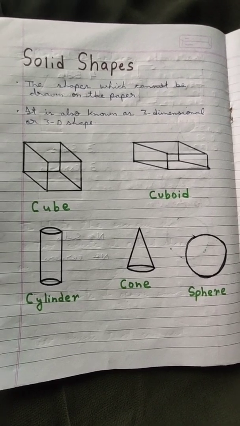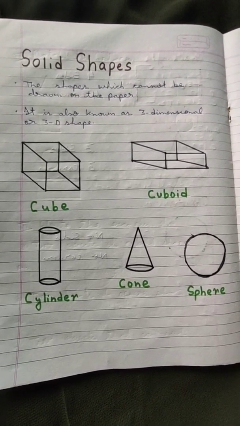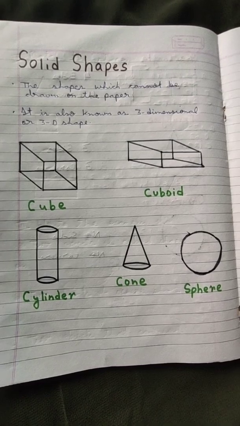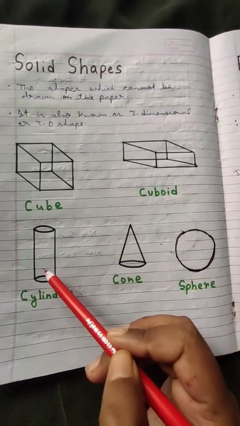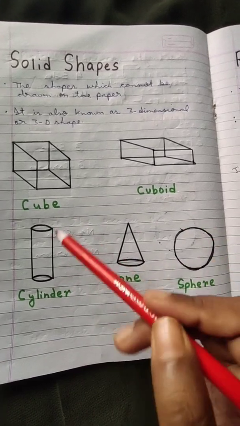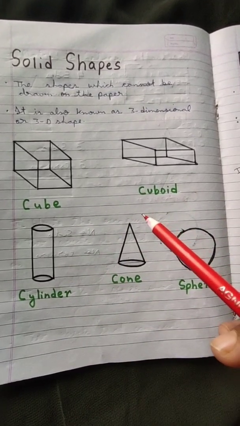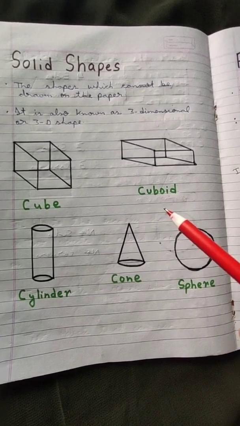Solid shapes are shapes which we see in our surrounding and they are not flat. Cube, cuboid, cylinder, cone, sphere. These are some solid shapes.